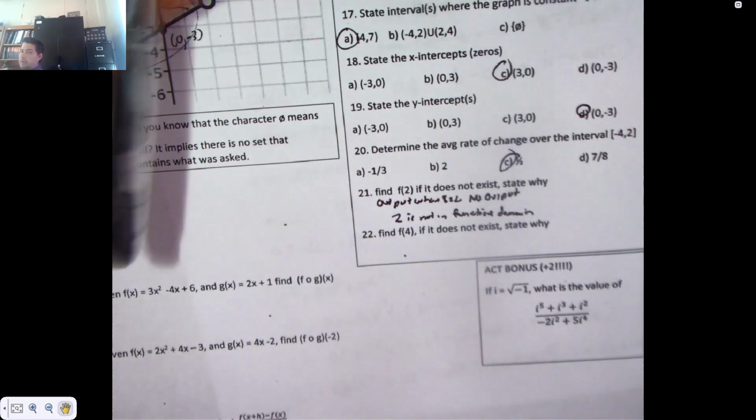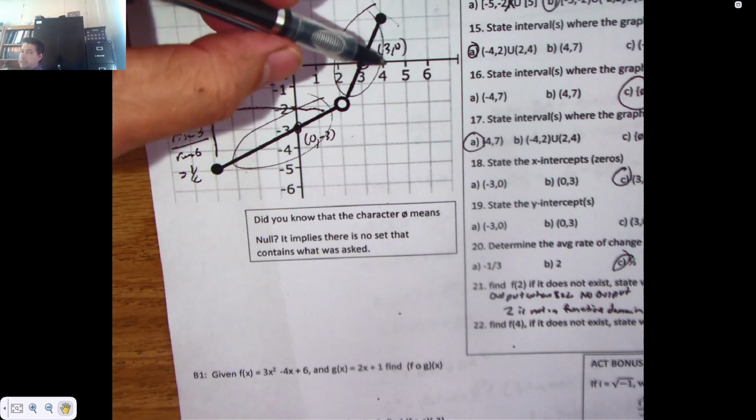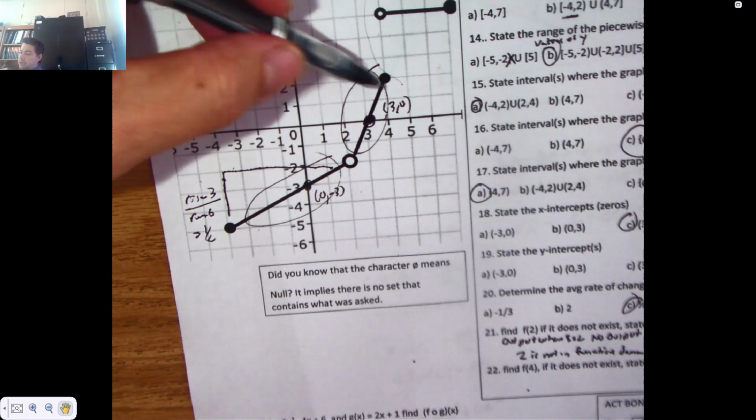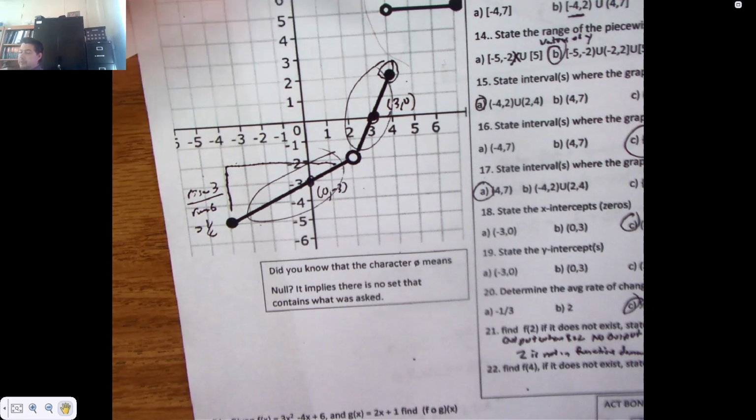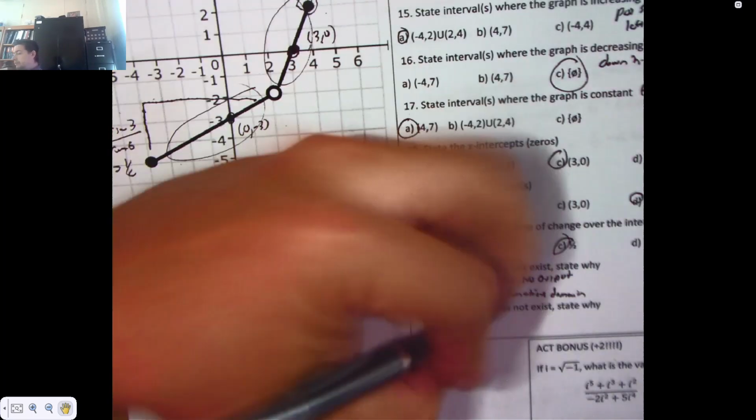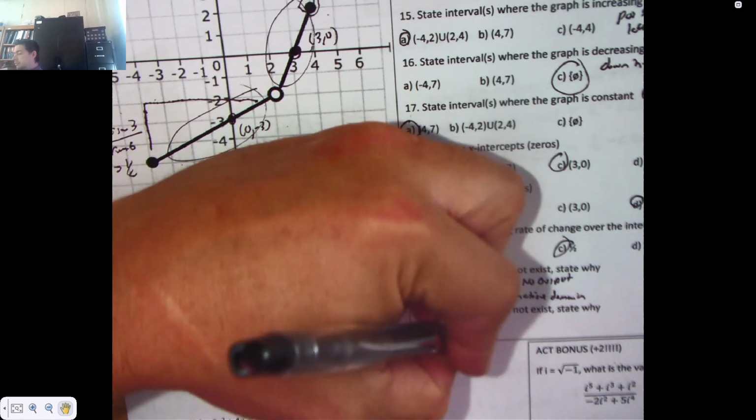Find f of 4, if it does not exist state why. So f of 4, if you'll look, here's where x is 4, and you've got a solid hole and an open hole. It exists. It exists right here. There is output right there. F of 4 has an output of 2.